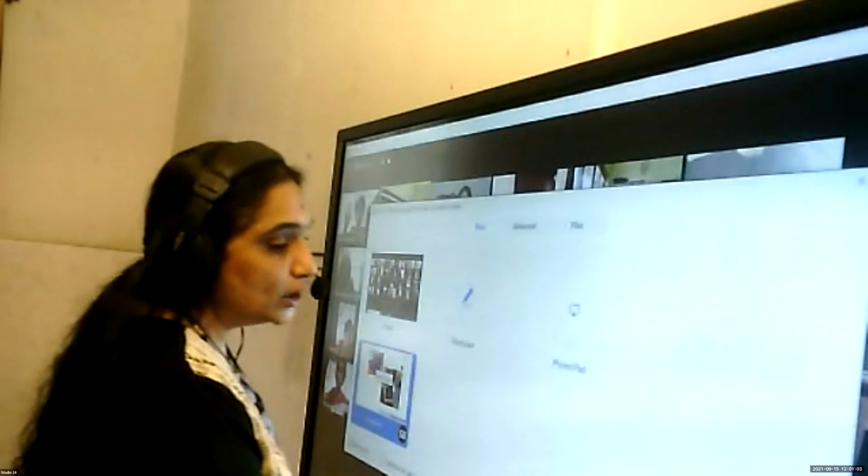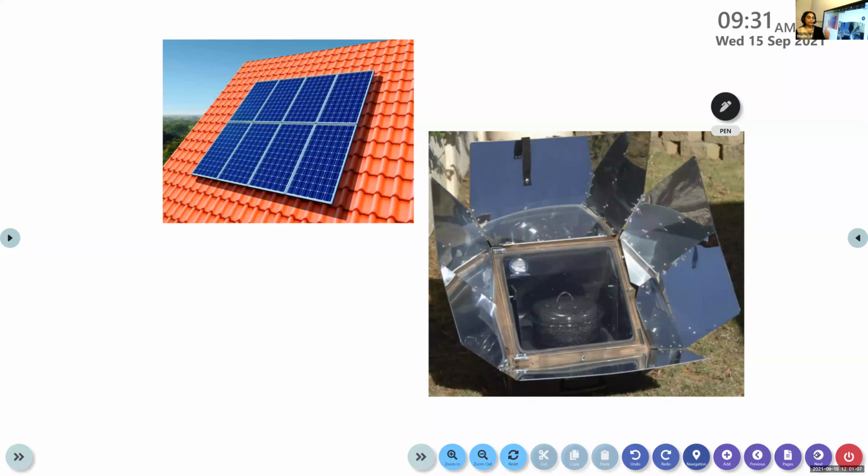So the function, the duty of those batteries present on that panels is to convert the solar energy, light energy from the sun, that is solar energy, into electrical energy. Okay, so directly we will get the electricity, one form.